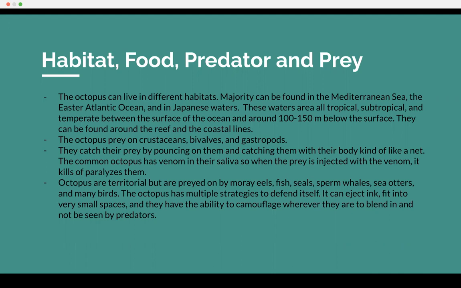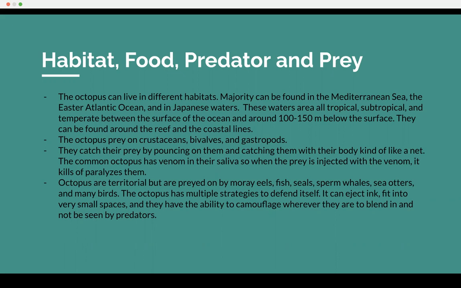The octopus usually prey or eat on crustaceans, bivalves, and gastropods. They catch their prey by pouncing on them and catching them with their body, kind of like a net, and with their arms. They have a large body, and with their 8 arms, it's very easy to catch something. The common octopus has venom in their saliva, so when the prey is injected with the venom, it kills or paralyzes them. They have a beak, which is part of their mouth, so that beak can break into or penetrate and kill them with their saliva.